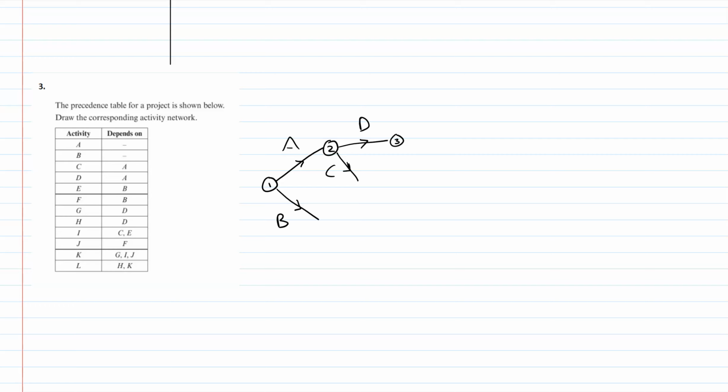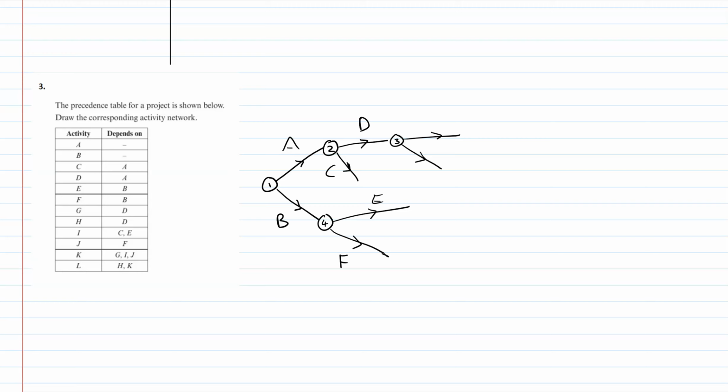E and F both require B. So I'm going to need E and F coming out of here. Okay, and again, we might have to tweak this, so we'll just have to see what happens. E and F require B. G and H just require D. So I'm going to need 2 coming out of D, G and H. And G goes into here and H goes into here, so they're going to go places afterwards.